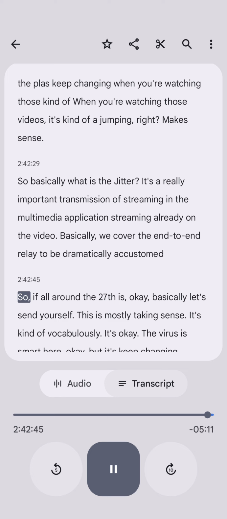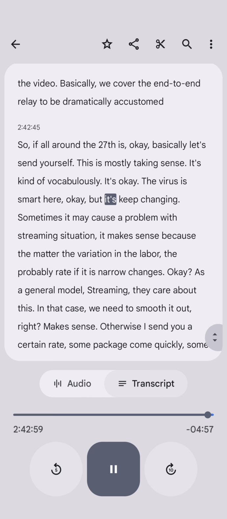We do not like the delays. If it's all around 20 seconds, it's okay. Basically, you send something and it plays smoothly, makes sense. Or 10 seconds, as long as it's kind of constant, it's okay. The variation is small here, okay. But if it keeps changing, then sometimes it may cause a problem in the streaming situation. Makes sense? Because of the variation in the delay part, if the total delay changes narrowly, it is okay.